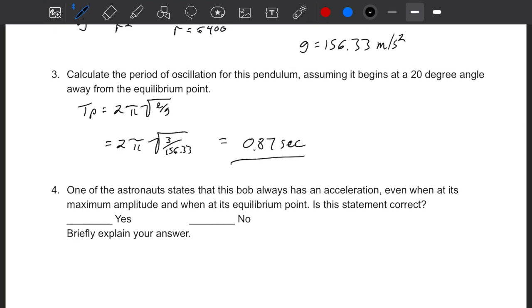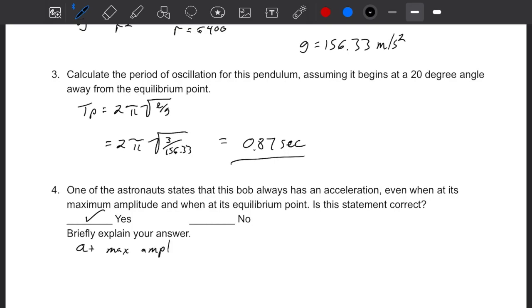One of the astronauts states that the bob always has acceleration, even when it's at maximum amplitude and when it's at the equilibrium point. Is this correct? It does not specify what kind of acceleration. So don't be narrow-minded and say, oh, well, there's no acceleration at equilibrium. Well, it's still moving in circular motion. When it's at the amplitude, we have zero velocity. That's where it's changing direction.